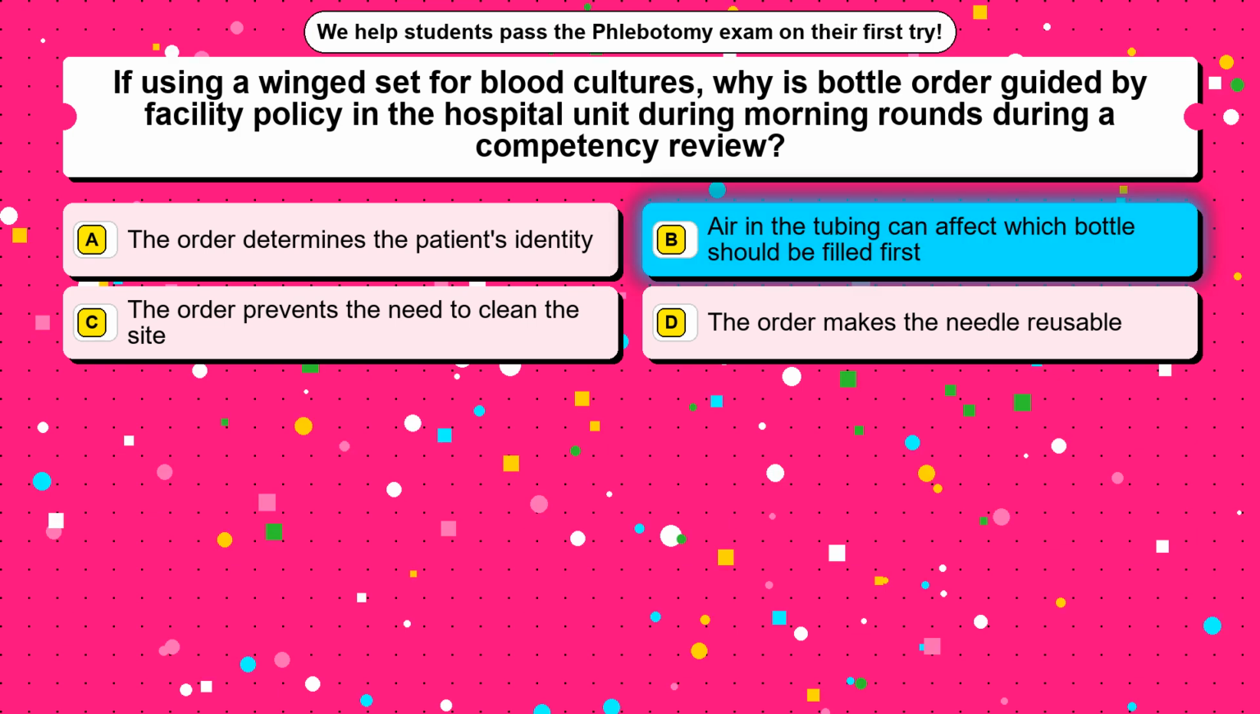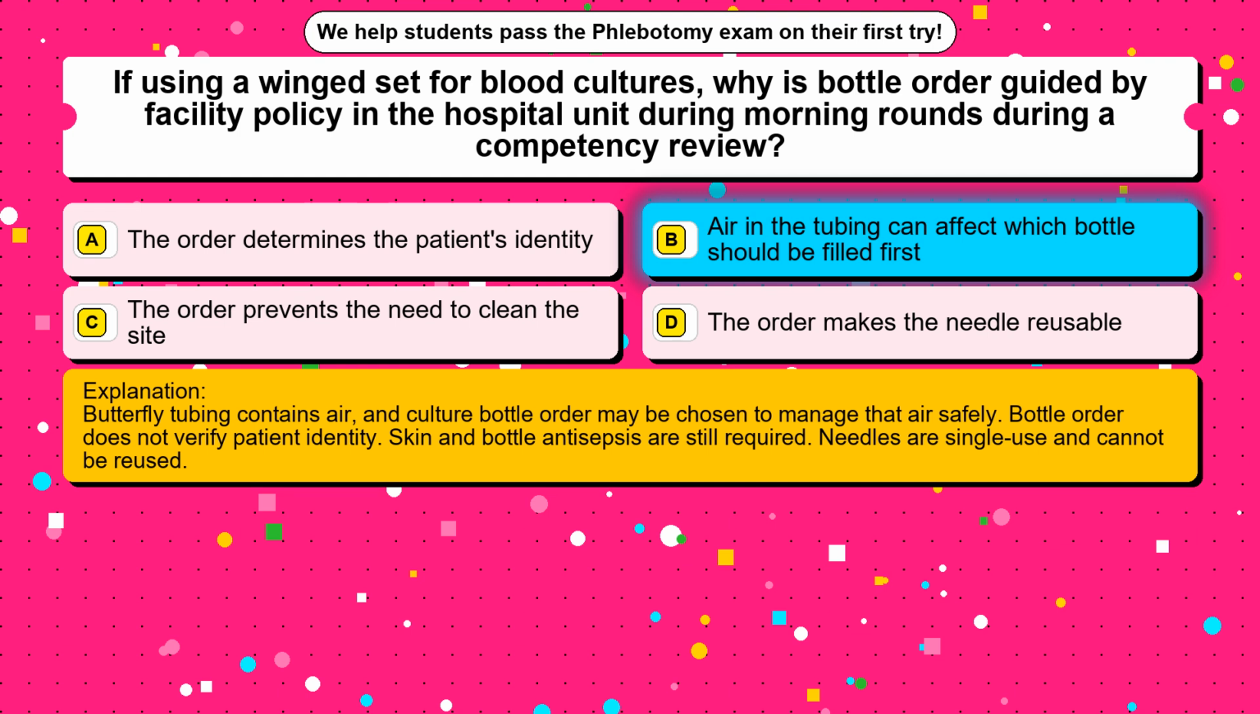The correct answer is option B. Air in the tubing can affect which bottle should be filled first. Butterfly tubing contains air, and culture bottle order may be chosen to manage that air safely. Bottle order does not verify patient identity. Skin and bottle antisepsis are still required. Needles are single-use and cannot be reused.